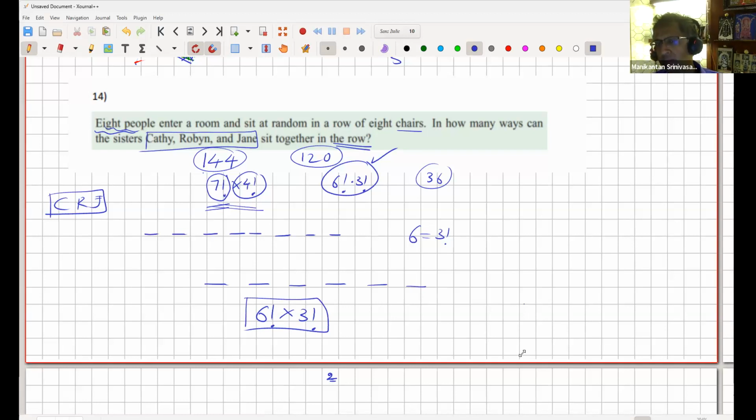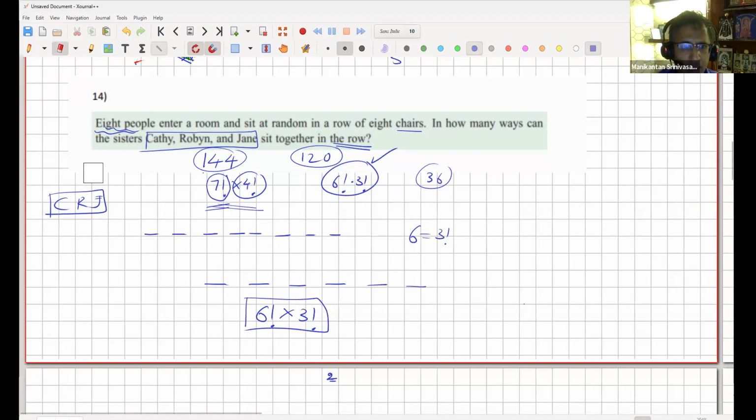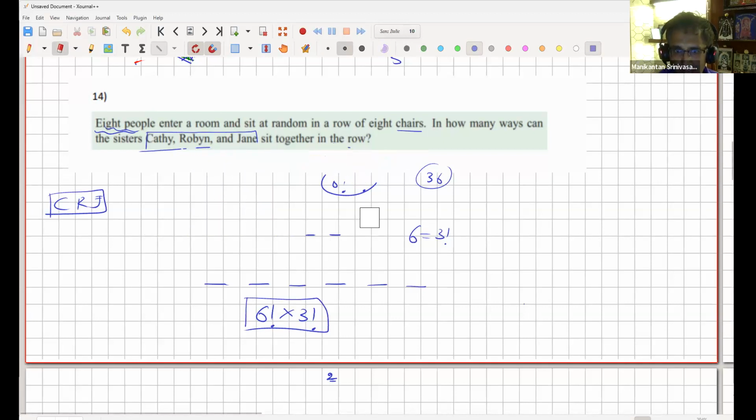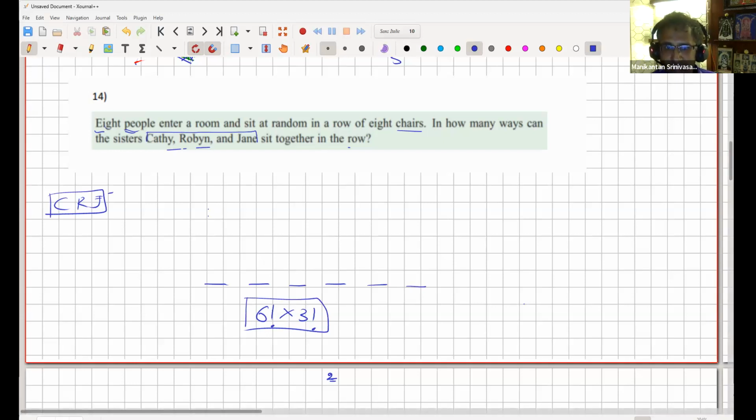Was it you? Yeah, so can you explain the 6 factorial into 3 factorial again? Sure. Okay. So C, R, and J need to sit next to each other. Correct? Now, let's pack them together in a box. They'll always travel together. They'll still need 3 seats, but they'll be together. So in that situation, effectively, I have only 6 spots.